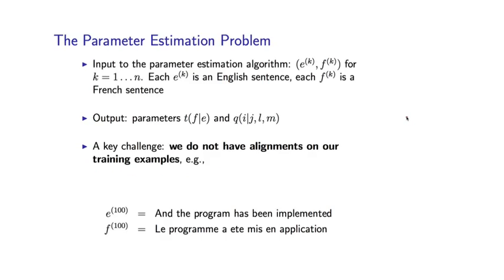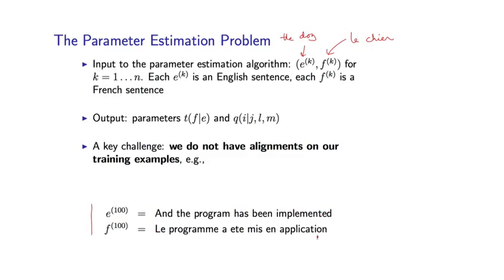So here is a definition of the parameter estimation problem. As input to the parameter estimation algorithm, we assume a set of sentence pairs. So I'm going to use EK-FK to refer to our kth training example. And that example consists of an English sentence. So this, for example, could be the dog. And this is a French sentence, which is assumed to be a translation of the English sentence. Here's another example. So we might, for example, find that our 100th training example consists of this English sentence together with this French sentence.